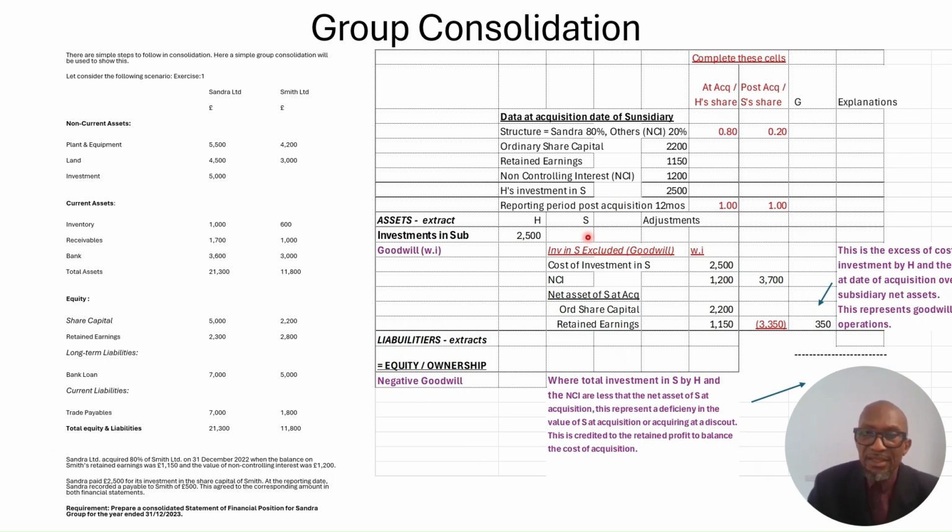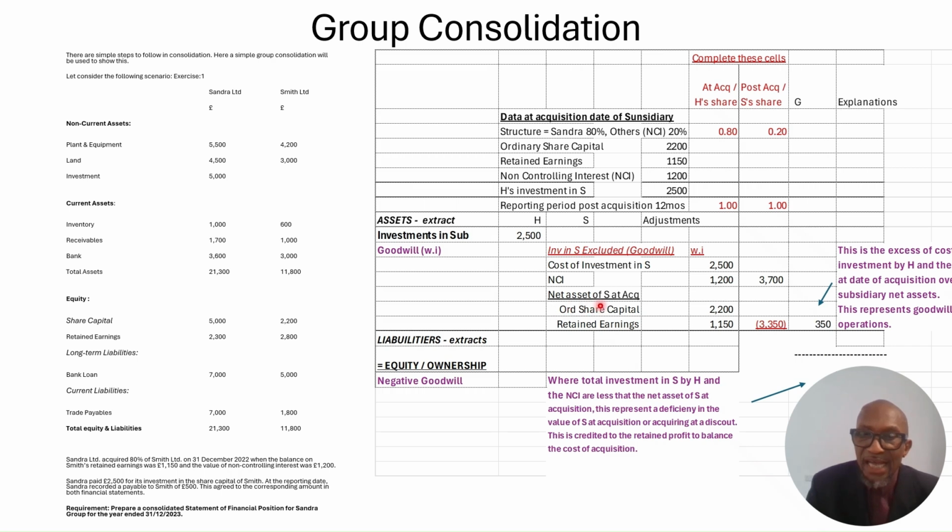The next slide here is where we now have to compute the goodwill. Investment in S, okay? The working will be adding all we paid and deducting all we got from S. S paid 2,500. NCI at that time is 1,200, meaning that we both paid 3,700 for S. Now, what do we get from S?